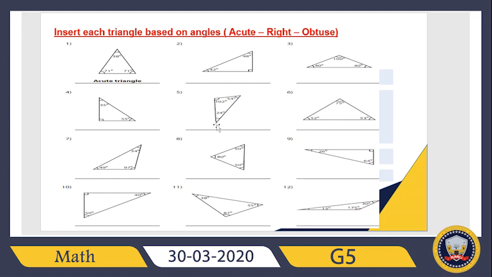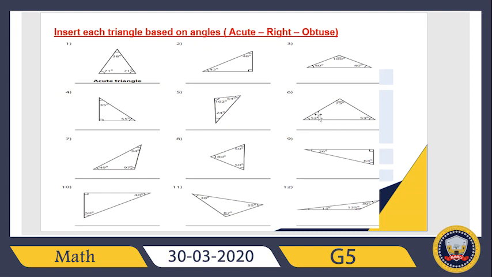What about number 5? Number 5: measure of angle 1 equals 24, measure of angle 2 equals 54, and measure of angle 3 is 102. It's more than 90 degrees. So what is the type of this triangle? Is it acute, right, or obtuse? As long as I have one angle greater than 90 degrees, this triangle is an obtuse angle triangle. Right, you are right.